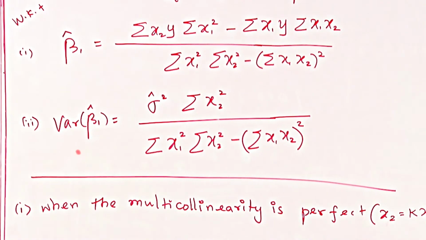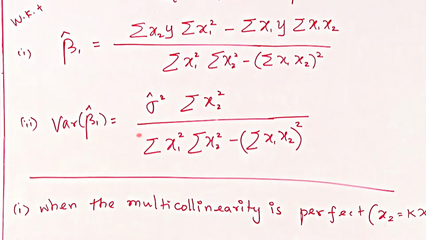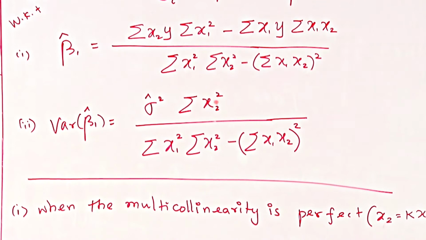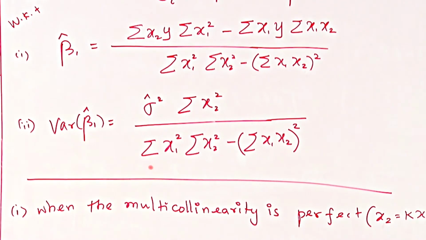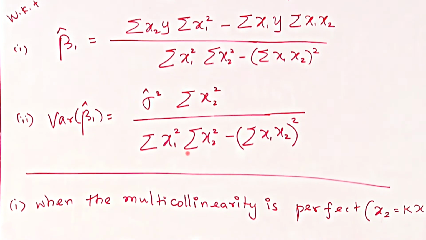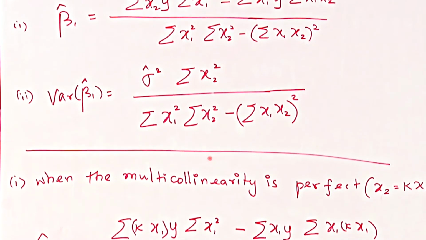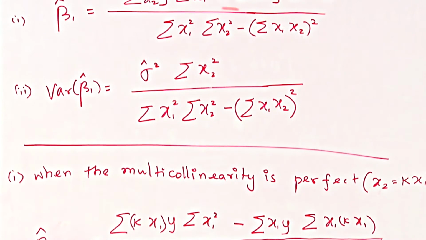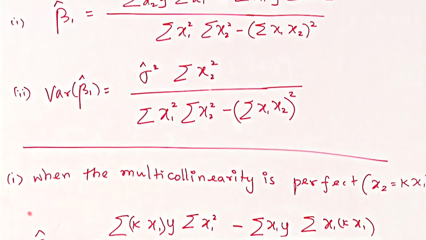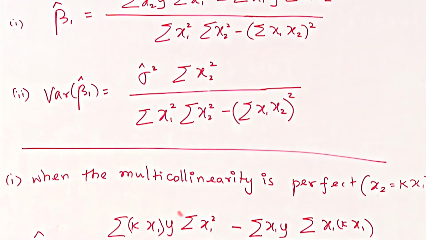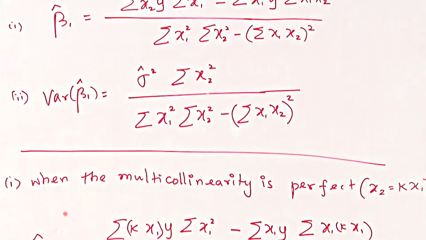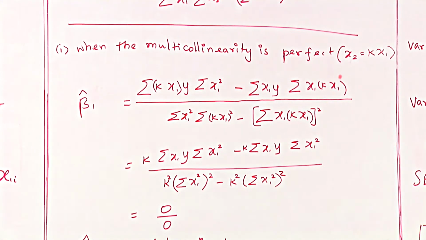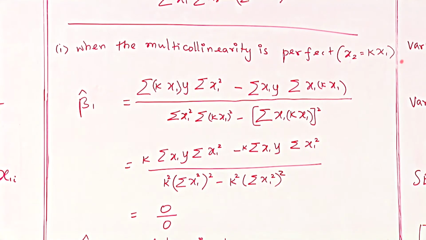Variance of beta 1 hat is equal to sigma hat square times sigma x2 square divided by (sigma x1 square times sigma x2 square minus (sigma x1 x2) the whole square). So, this is the formula we have already seen. When the multicollinearity is perfect, let us see what happens. When the multicollinearity is perfect, that means x2 is equal to k times x1.